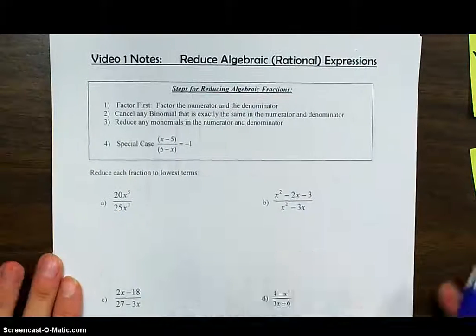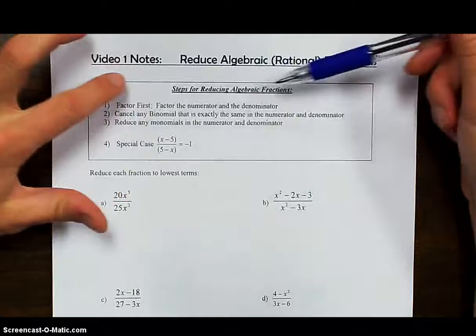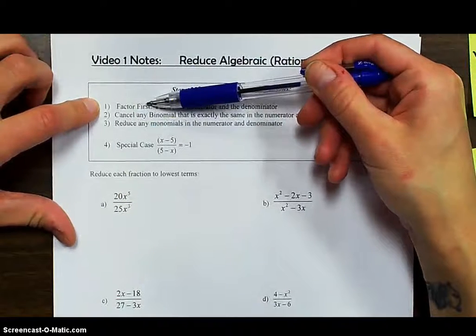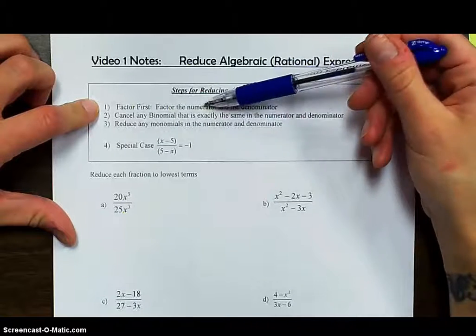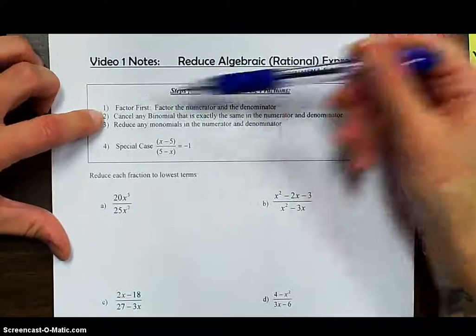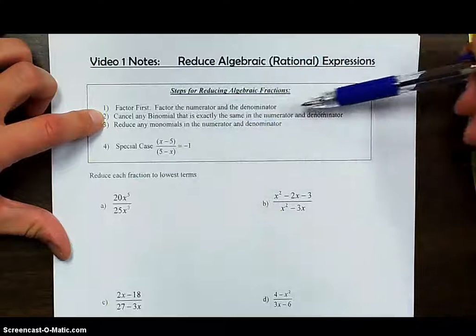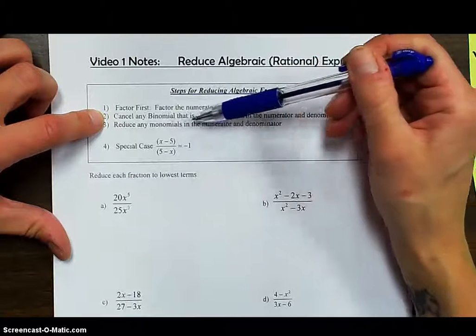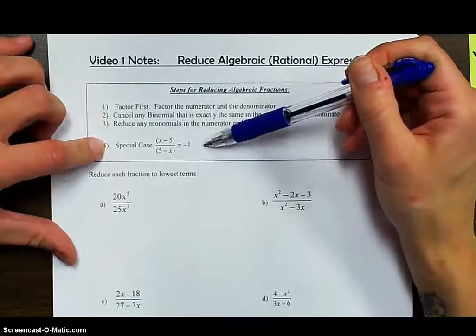So when we want to reduce our algebraic expressions, here are your steps. Number 1, factor first. First and foremost, you always have to factor first. Factor the numerator and the denominator. Cancel any binomial that is exactly the same in the numerator and the denominator, and then reduce any monomials in the numerator and denominator. And we have this special case.